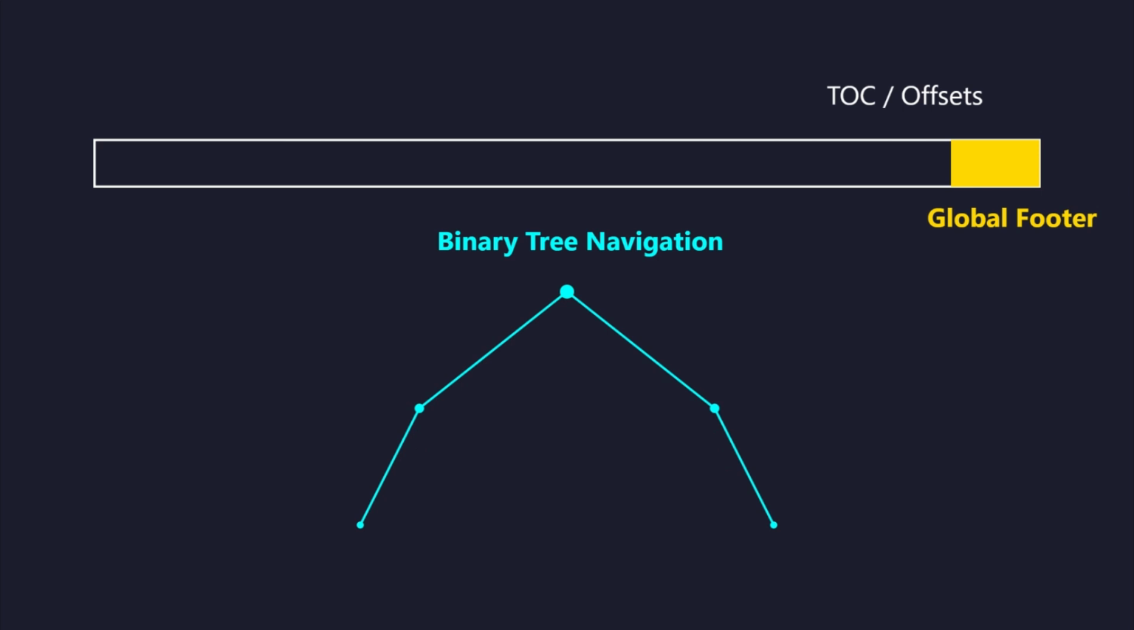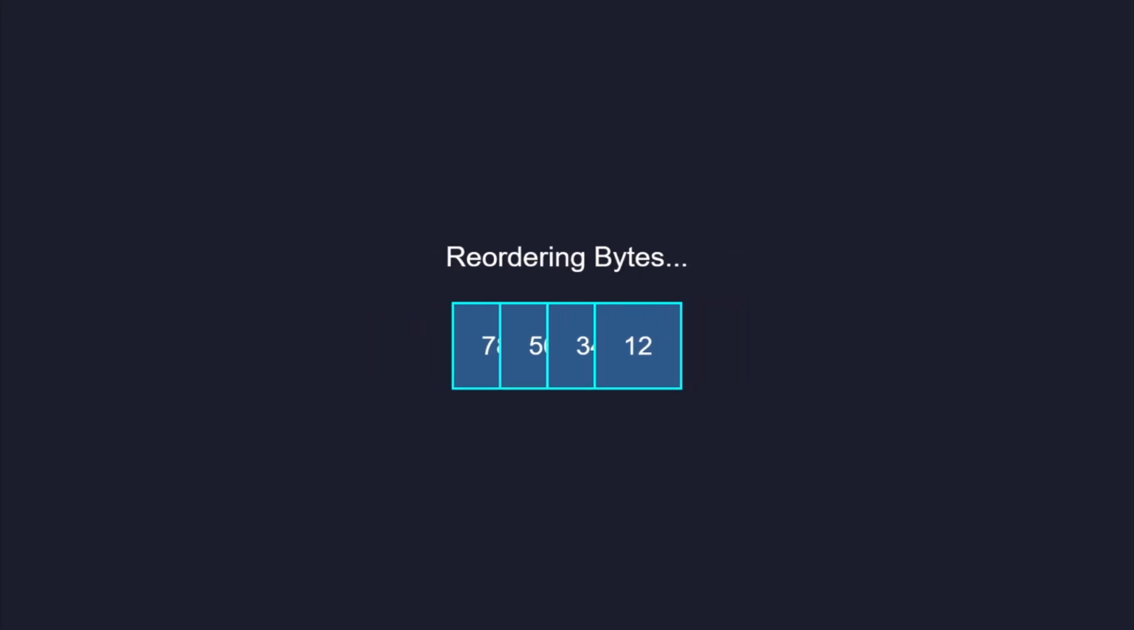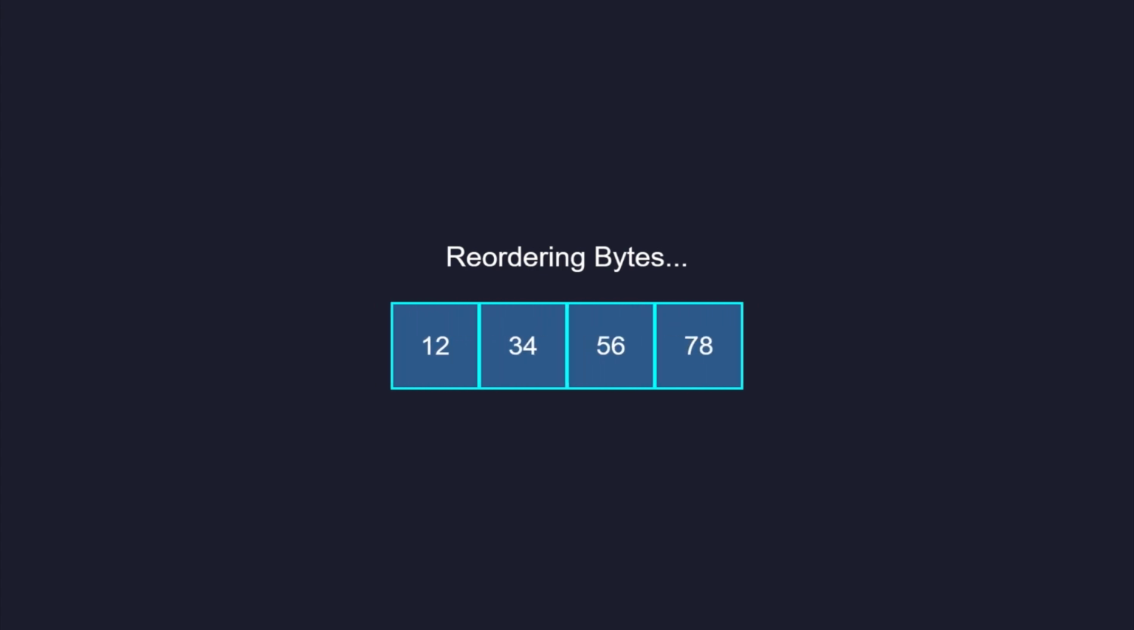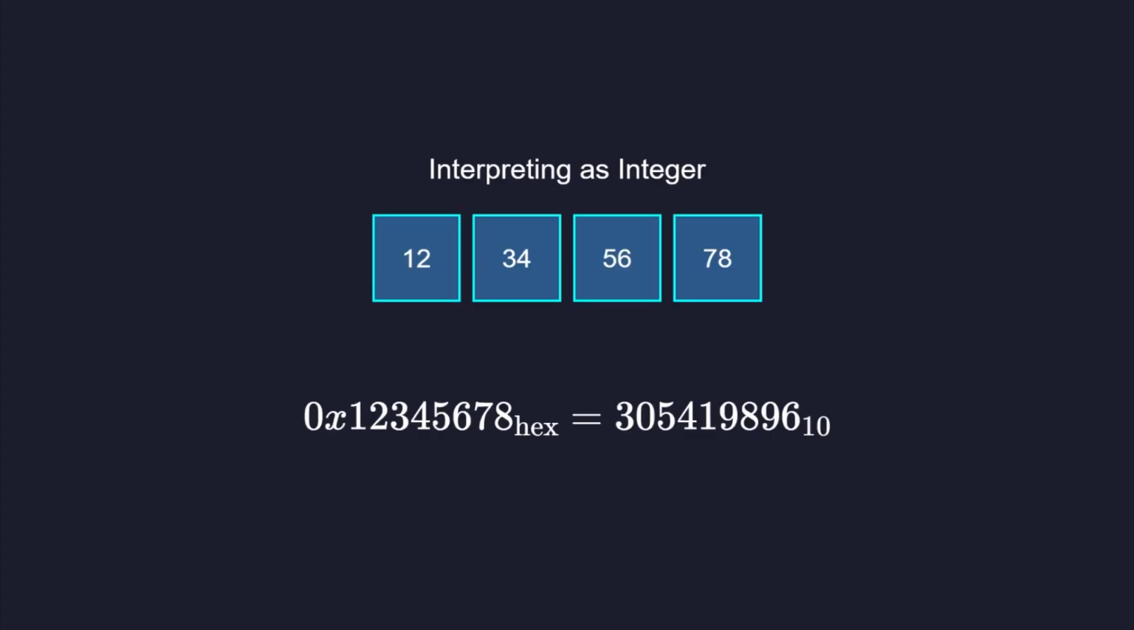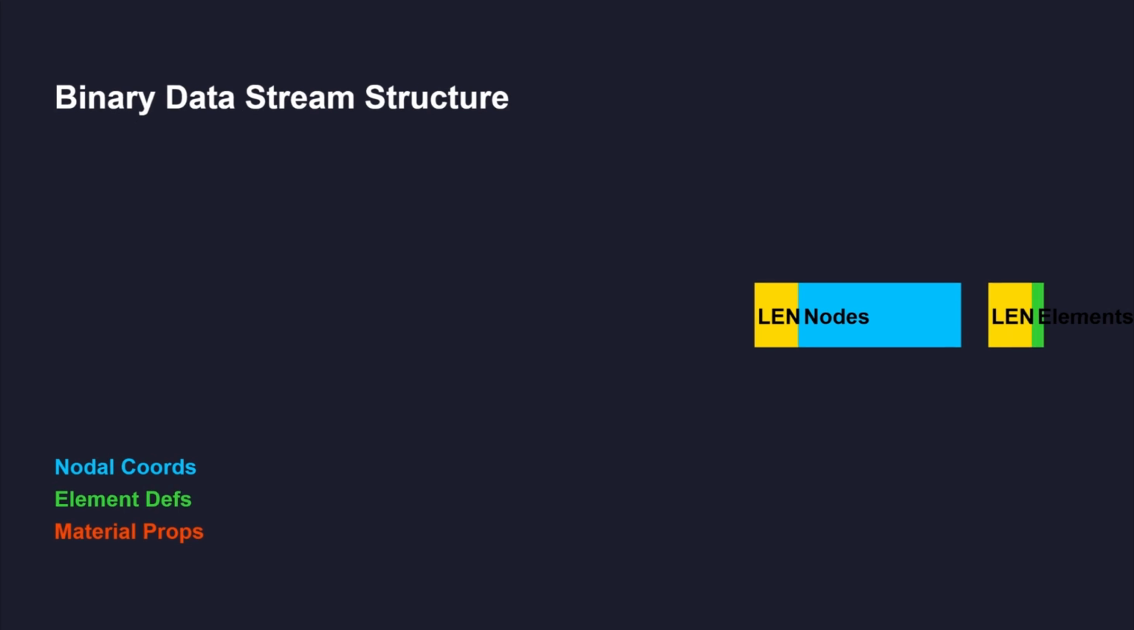This footer is often the most important part of the file for automated parsers. Convert hex values to decimal using the Little Endian convention for Intel-based binary exports. Reordering the bytes from least significant to most significant allows you to read the physical coordinates of a mesh point directly. This step is mandatory before you can perform any meaningful data validation or extraction.